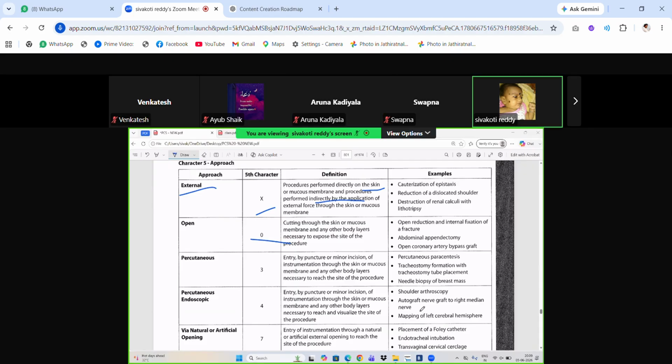Okay, it should be open. They will cut the skin or mucous membrane or any other body layers necessary to expose the site of the procedure. They will cut the body layers and perform the procedure. It should be open. Clear?